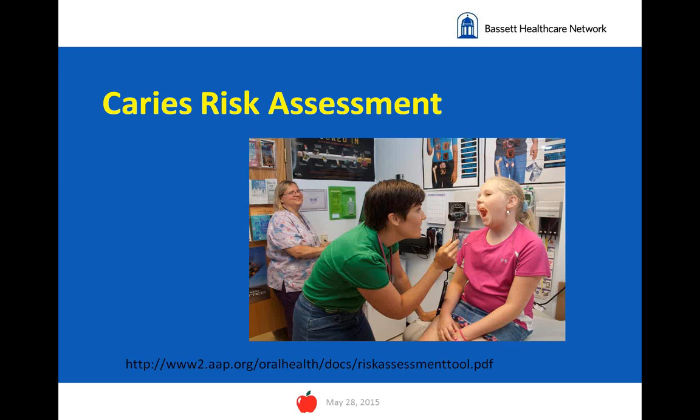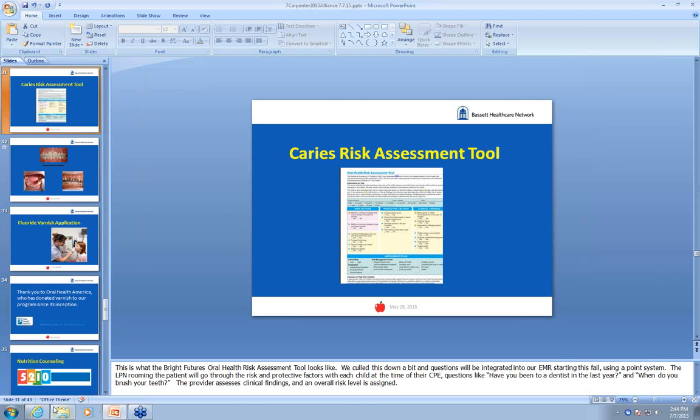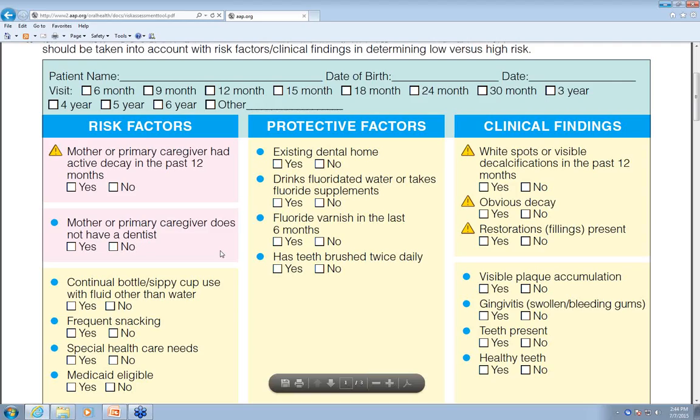And what a risk assessment tool does is it assesses risk for caries from many different perspectives, including population demographics, socioeconomic factors, dietary habits, as well as clinical findings, what the teeth look like in our office in front of us. So let me switch over to a better picture of the Bright Futures risk assessment tool. And this is what it looks like. It's busy. There's a lot of questions to answer, but once you've done it 2 or 3 times, it goes very fast.